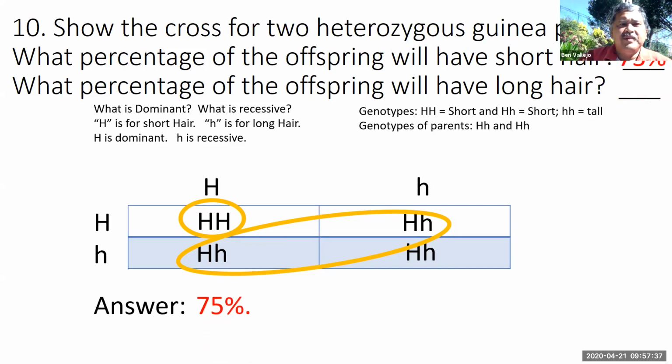And then we have, what percentage of the offspring will have long hair? Just that guy right there. Oh, and there's an error on my PowerPoint. That should be little h, but you'll disregard that. That is the one that is 25%. So change that on your paper.